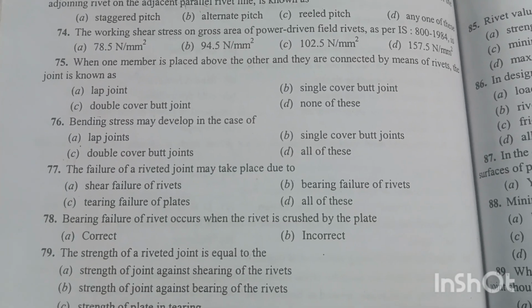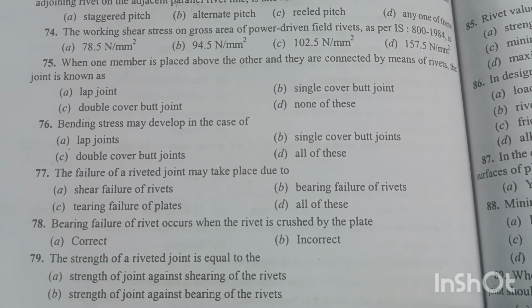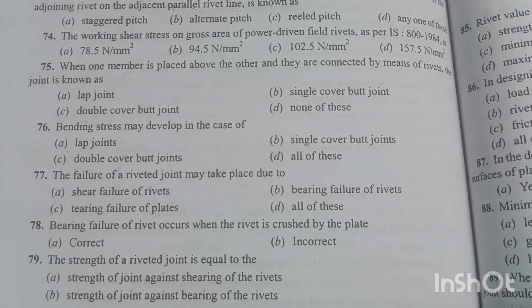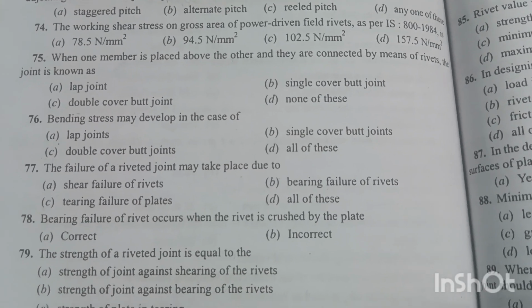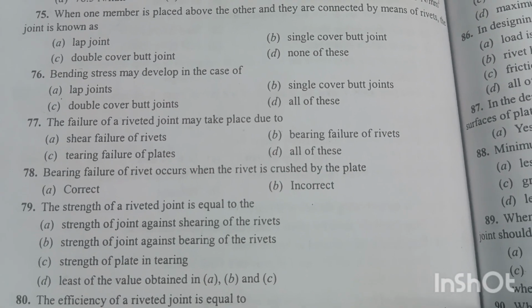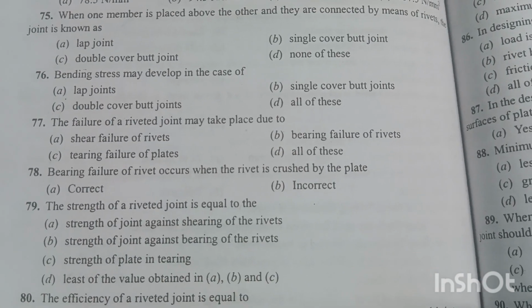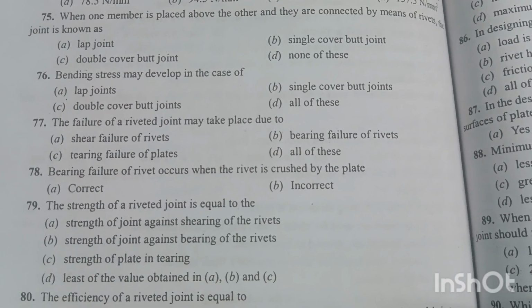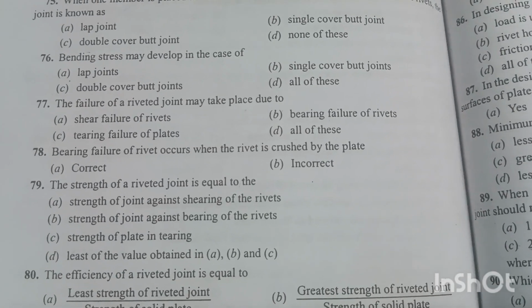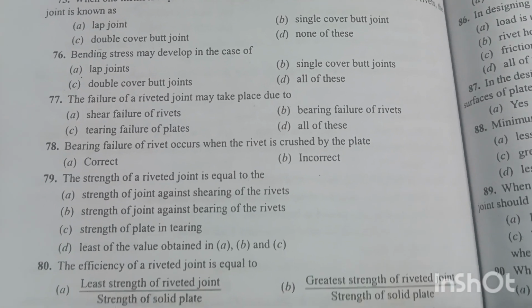Question number 78. The bearing failure of rivet occurs when the rivet is crushed by the plate. Option A is the right answer, correct. Question number 79. The strength of a rivet joint is equal to the. Option A, strength of joint against shearing of the rivets. Option B, strength of the joint against bearing of the rivets. Option C, strength of the plate in tearing. Option D is the right answer, least of the values obtained from A, B and C.